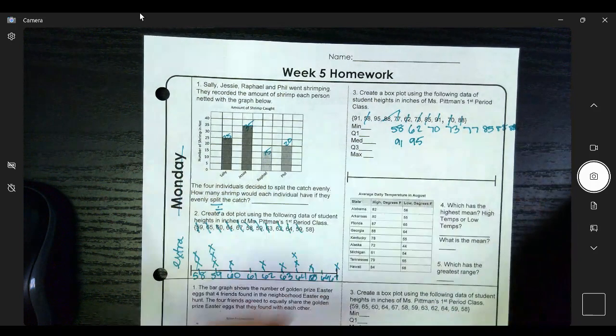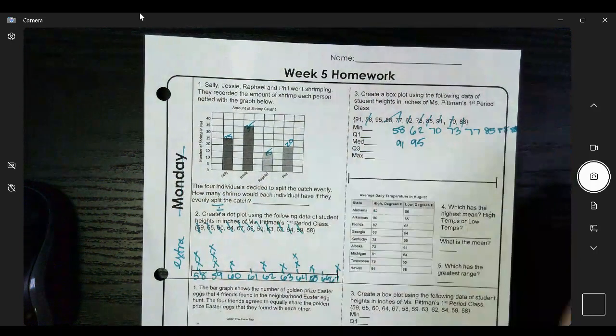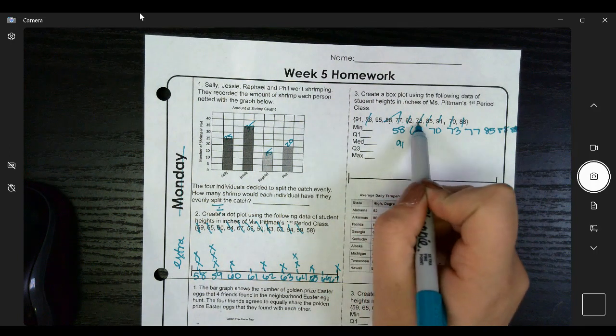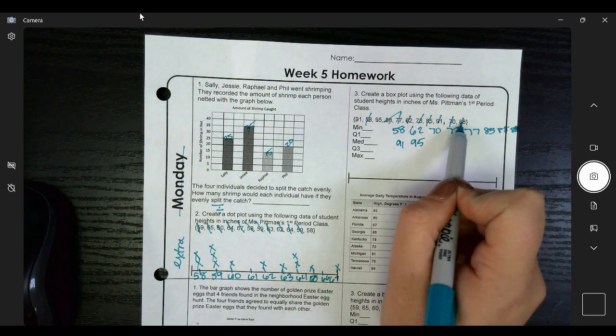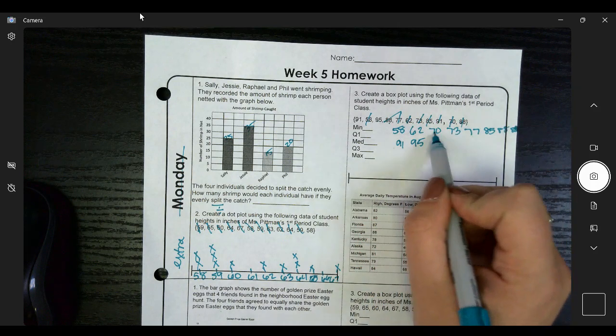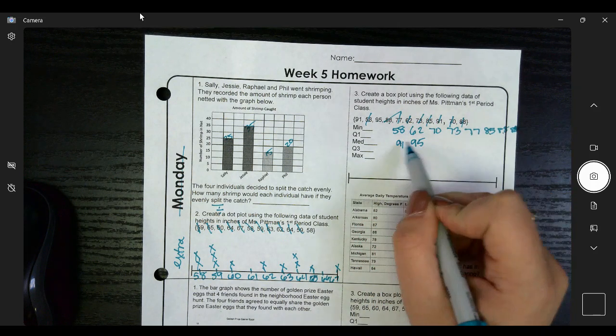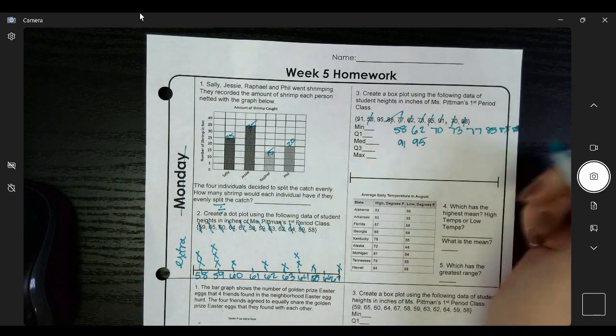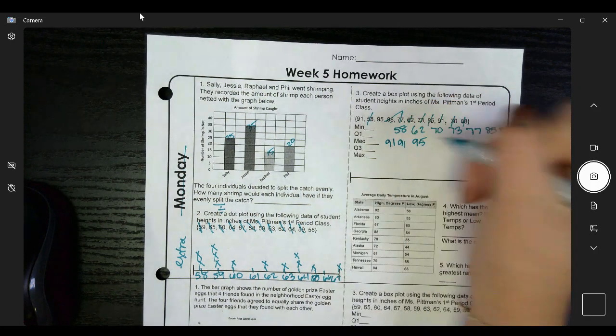And so now it's really easy. I'm going to go back, though, and just verify that I have the right amount of numbers. So I have 1, 2, 3, 4, 5, 6, 7, 8, 9, 10, 11. 1, 2, 3, 4, 5, 6, 7, 8, 9, 10. And I don't have all my numbers. And I go back and I look and I'm missing a 91. So I'm just going to add a 91 there.